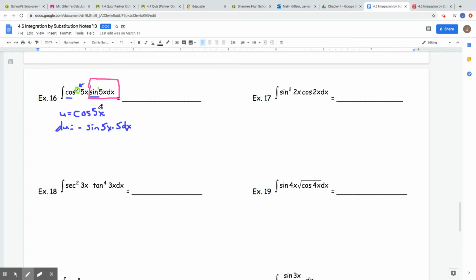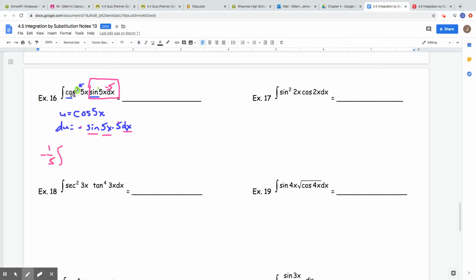So right here is almost everything that I need, right? There's my sine. There's my 5x. There's my dx. What am I missing? A negative and the 5. Well, real easy. Just put a negative 5 in there, which means what goes on the outside? A negative 1/5.